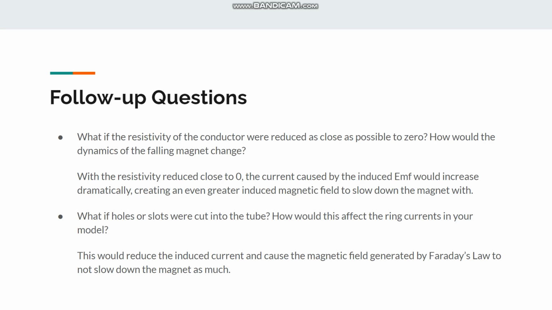So additionally, what if we cut holes or slots in the tube? How would this affect the ring currents in your model? Obviously, this would reduce the induced current, and as a result, cause the magnetic field generated by Faraday's law to not slow down the magnet quite as much.